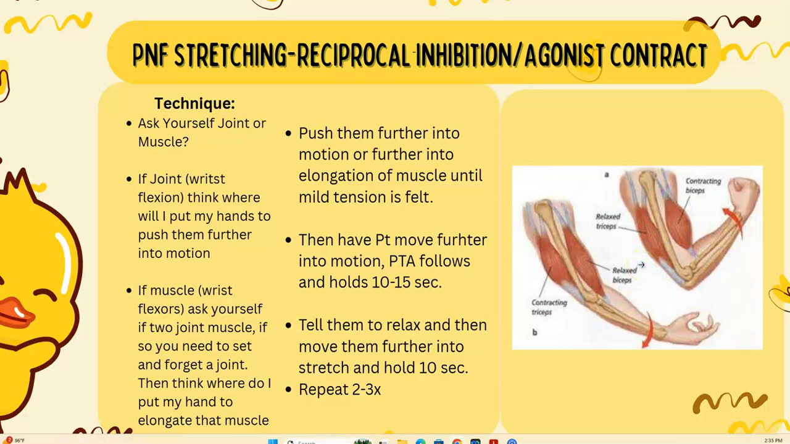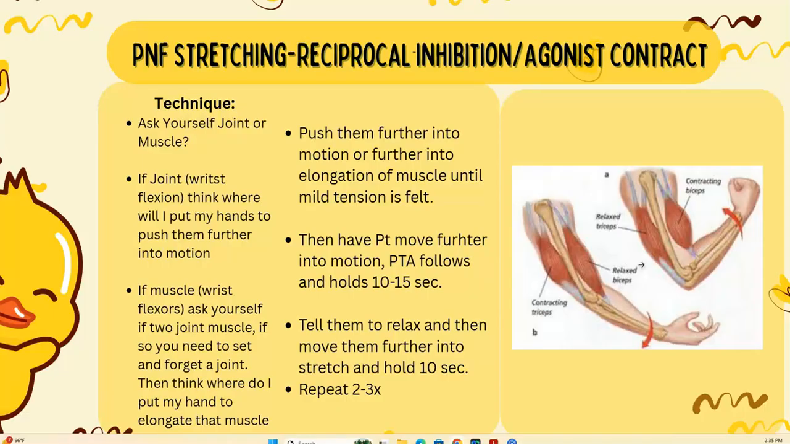So what are we going to do? Let's say that I'm giving you wrist flexion. Okay, so joint or muscle is what you're going to ask yourself. Hopefully you told yourself joint here. So then I'm going to keep that elbow bent, because it's not a 2-joint muscle anymore, it's the joint. We're going to keep the elbow bent. We're going to put them more into wrist flexion. And then we are going to make sure they feel that mild tension in the joint. Once they do, we are going to ask them to move themselves further into wrist flexion.